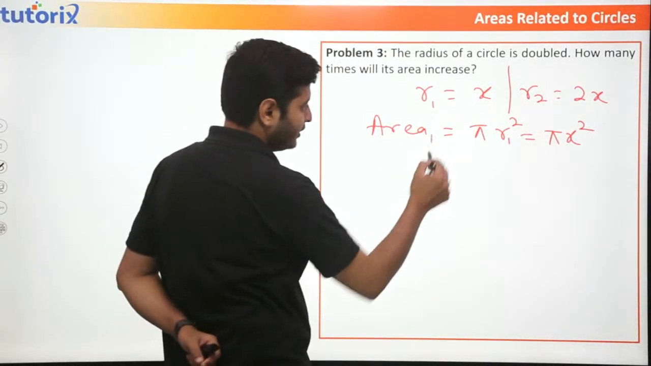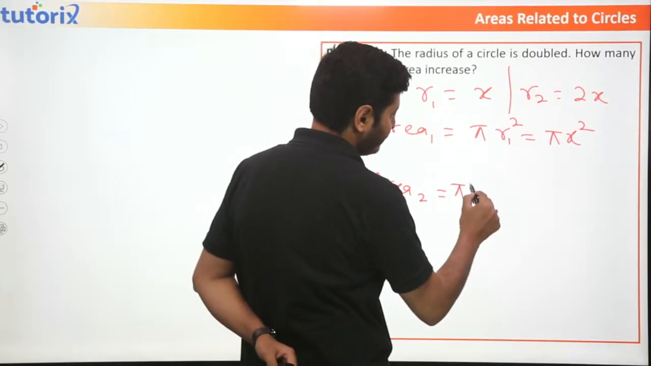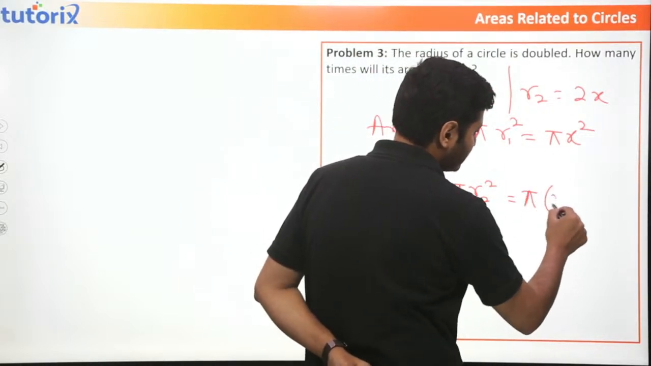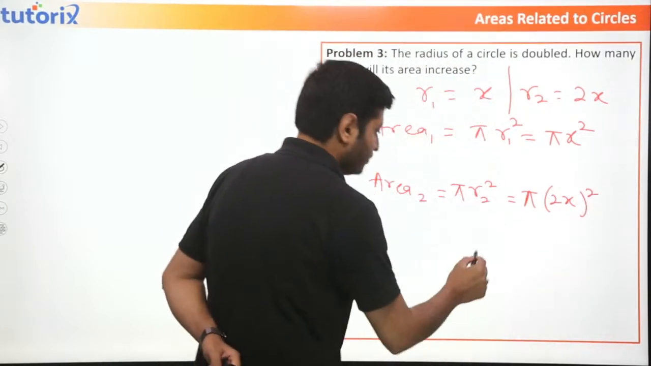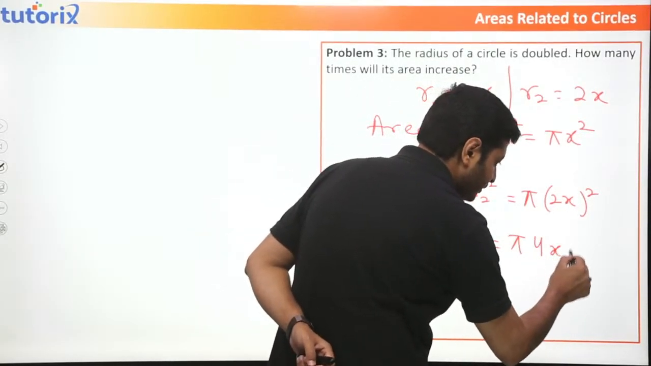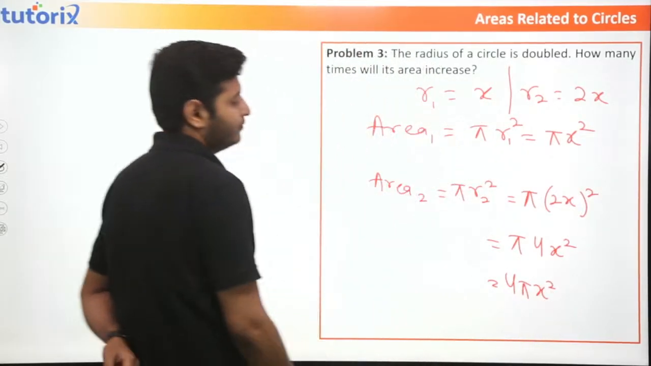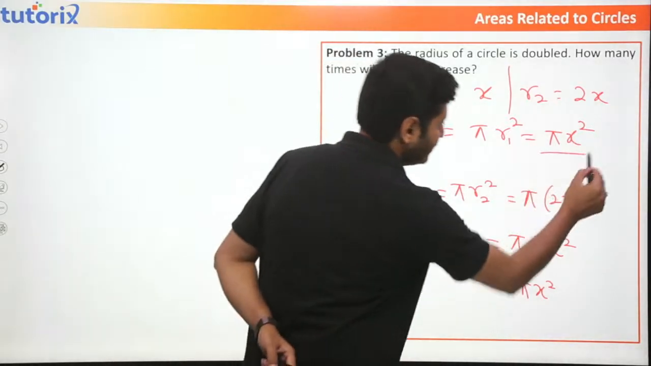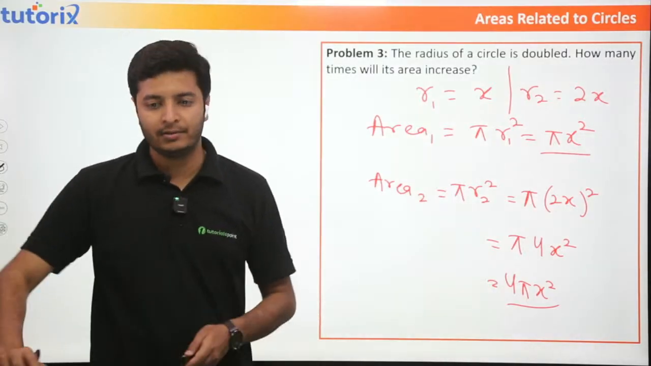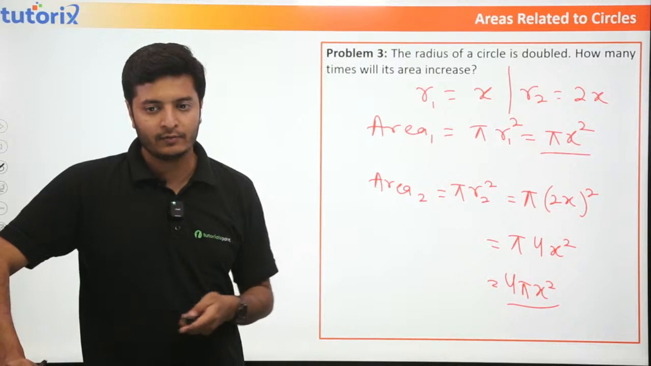So the new area, this is area 1, the area of the second circle will be pi r2 square, that is pi into 2x whole square. So this will be pi, 2 square is 4, and x square. This is 4 pi x square. Now this is 4 times that one, no? So 4 times is the correct answer. If you are doubling the radius, then the area will be 4 times that of the previous circle.